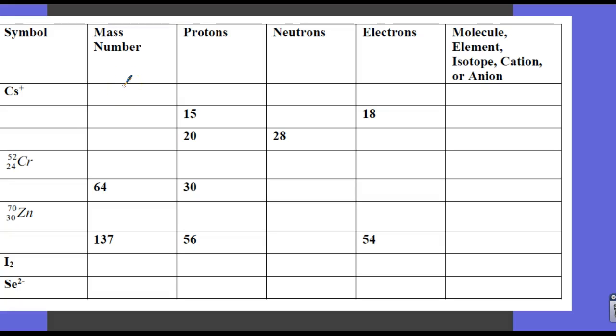We don't have any other information here, so cesium, Cs, is atomic number 55, which means it has 55 protons. And the mass number, I've been given no other information, so I'm going to take the mass number from here, which must be 133. And to get the neutrons, you go 133 minus 55. And that is 78.